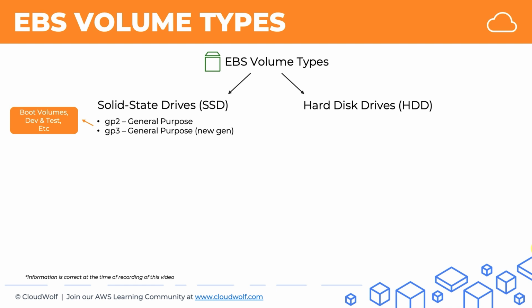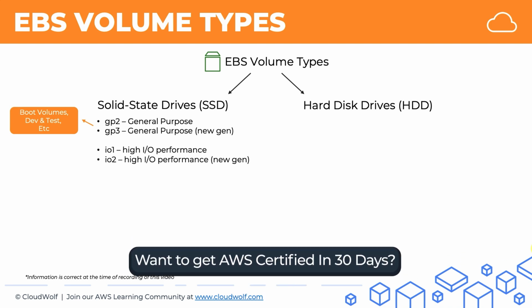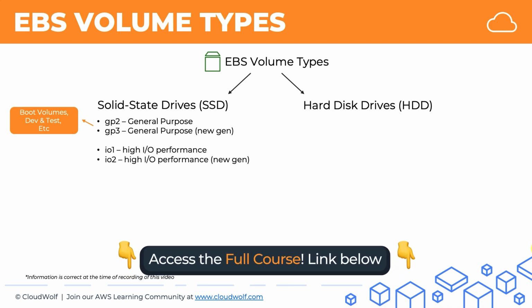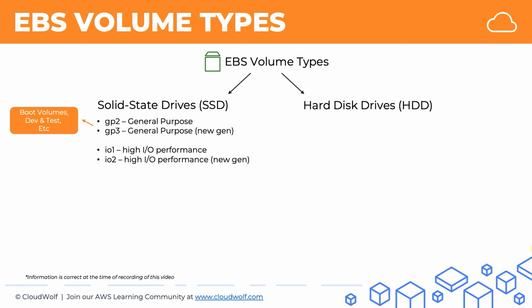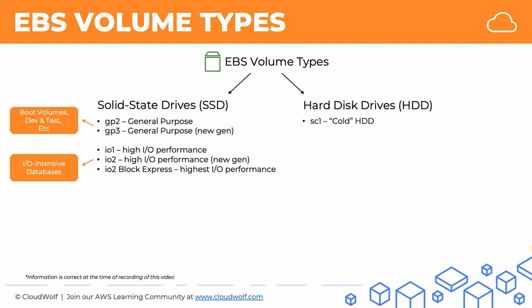Now, there's another group of SSD volume types, and that is IO1 and IO2. These are high input output performance volume types. There's a third one as well called IO2 Block Express. It has the highest input output performance, and these are used predominantly for input output intensive databases, whether SQL or NoSQL.